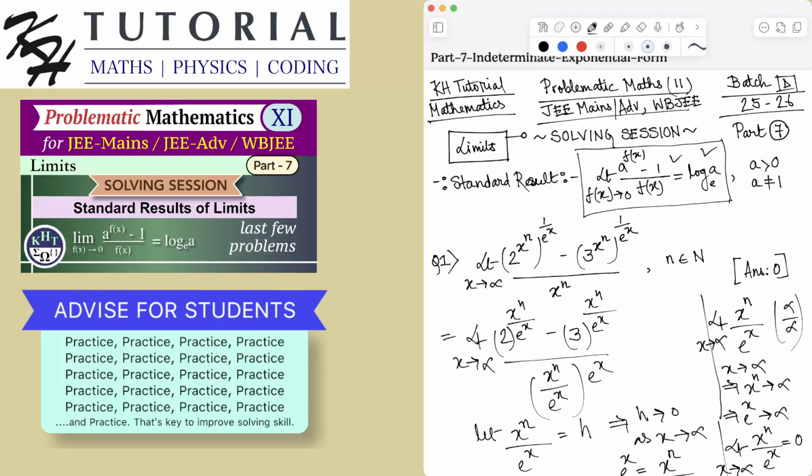So solving limiting problems is always an application of multiple methods. First of all, you must be very aware of all the standard results. You must be aware of applying L'Hopital's rule and the other methods of solving limiting problems like rationalization, and of course the exponential indeterminate forms and other indeterminate forms like infinity minus infinity and 0 into infinity. All those concepts you must have a good idea of, then only you will be able to solve a limiting problem.